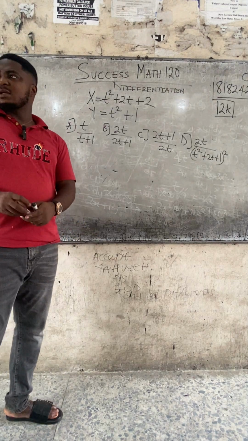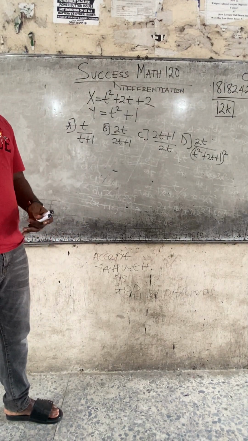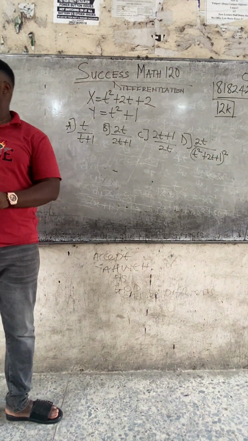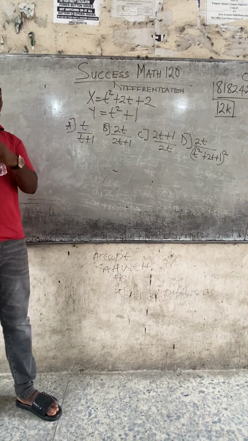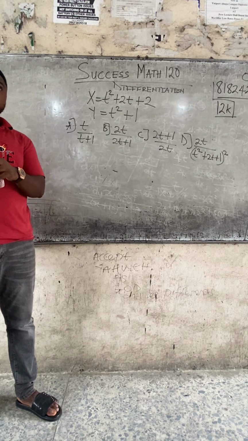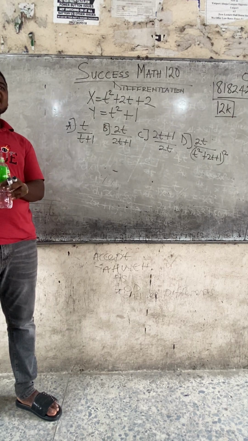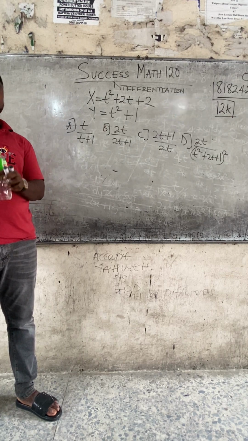Class, they gave you x and they gave you y. What will you do? Find dy/dt, find dx/dt, and divide dy/dt by dx/dt.